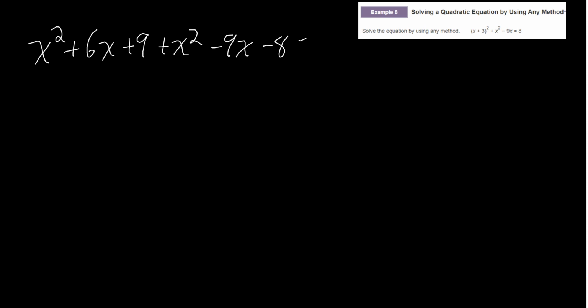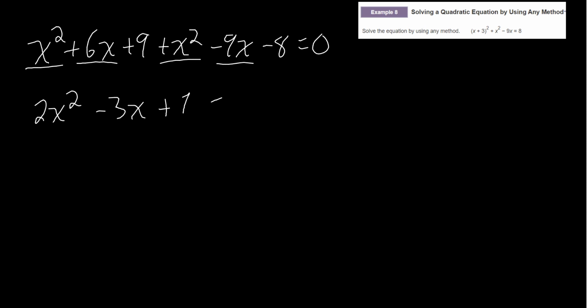So let's go ahead and expand the binomial here on the left. So x plus 3 quantity squared is just going to be x squared plus 2ab, which is 6x, plus 9. And then we say plus x squared minus 9x. And then let's go ahead and subtract the 8 from both sides, so minus 8 is equal to 0. Now let's combine like terms here. We're going to have 2x squared, that takes care of this x squared and this x squared. It looks like a minus 3x, that takes care of that and that. It looks like a plus 1, that's equal to 0. Of course, that takes care of this and this.